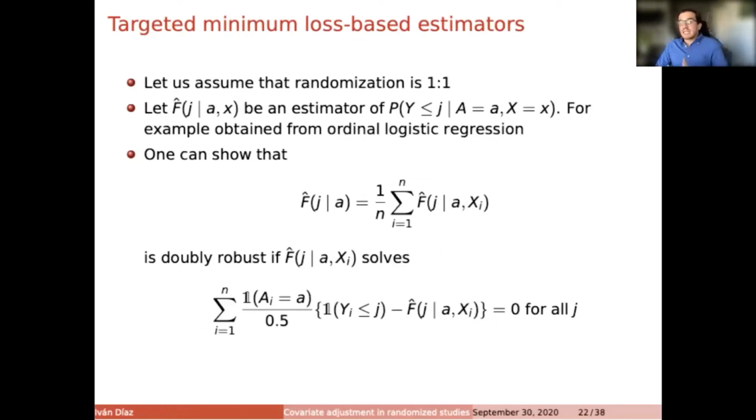And so for simplicity, let's assume that randomization is 1-to-1. So we have a randomization probability of 0.5. And I'm going to use F hat_j(a, x) to denote an estimator of the conditional distribution of the ordinal outcome within treatment arm lowercase a and within covariate strata lowercase x. For example, let's assume for now that estimator is obtained from fitting an ordinal logistic regression model, as I explained above.